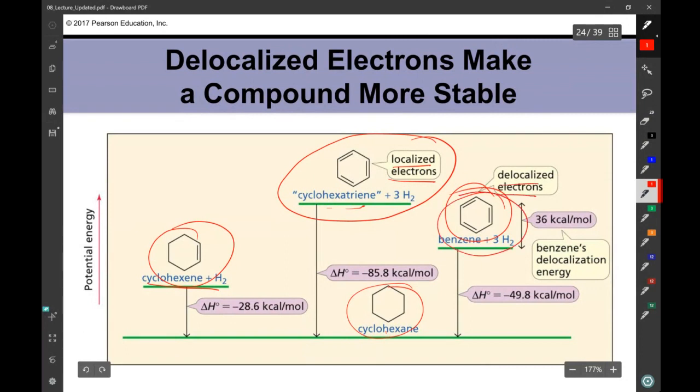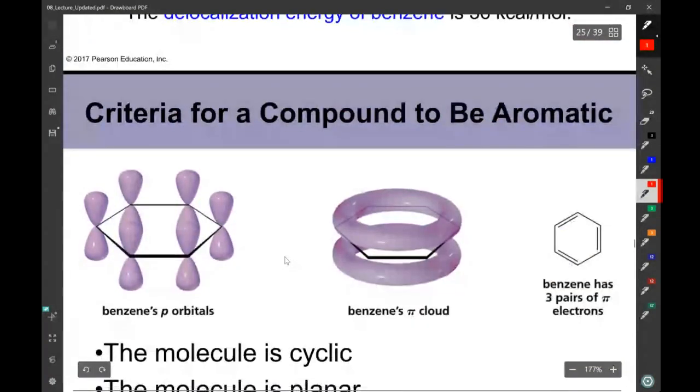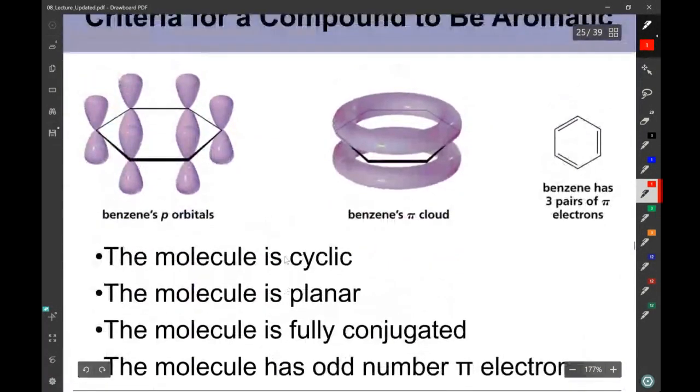If you need to compare cyclohexatriene, which has localized electrons, and benzene, you notice that benzene is more stable because it's lower in energy. What makes benzene more stable is the delocalization of electrons. So for me, the take-home message on this slide is that the more delocalized electrons you have, the more stable your structure will be.